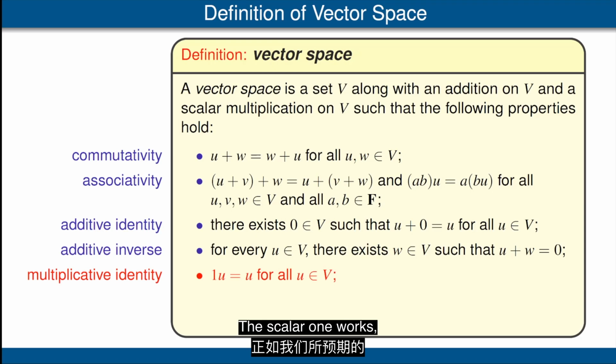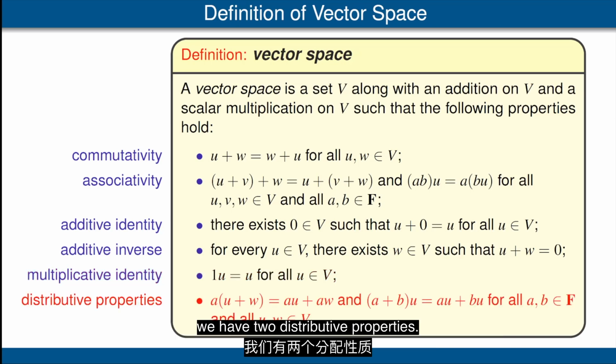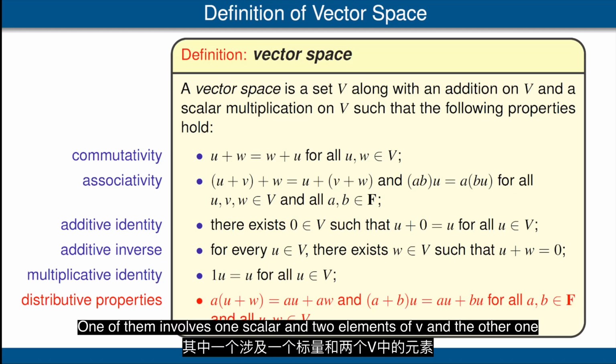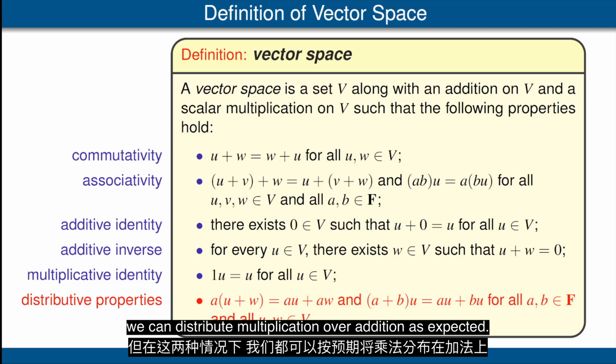The scalar 1 works as we expected, meaning that 1 times any element of V gives us that element of V. And finally, we have two distributive properties. Notice they're slightly different. One of them involves one scalar and two elements of V, and the other one involves two scalars and one element of V. But in both cases, we can distribute multiplication over addition as expected.